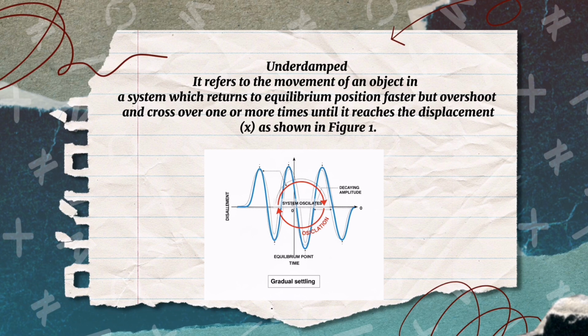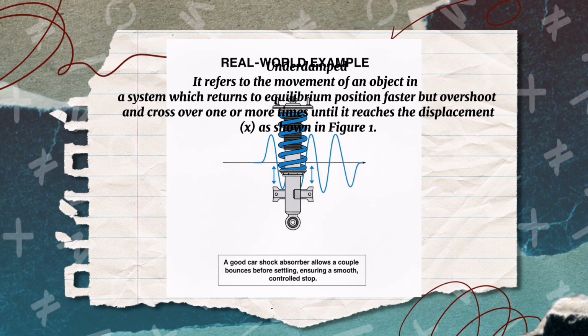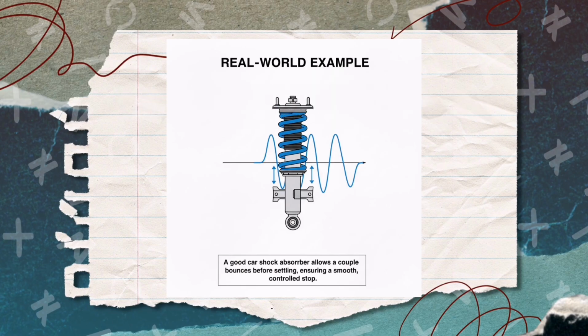It's a gradual settling. This happens because the force trying to stop the motion, the damping force, is weaker than the force making it oscillate. The object has enough energy to overcome the resistance multiple times before its energy is fully dissipated. A common example is a good car shock absorber.